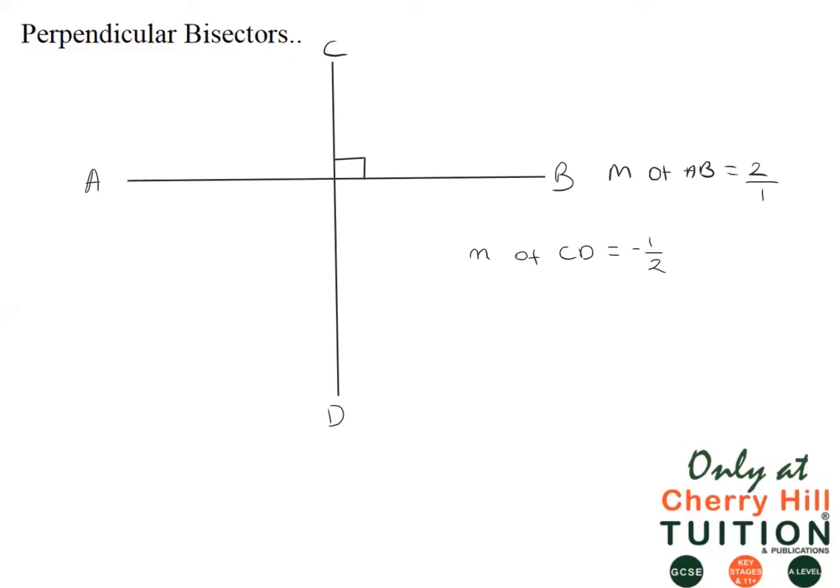A way you can remember this is, let's name this M1 and M2. M1 multiplied by M2 has to be equal to minus 1. 2 over 1 multiplied by minus 1 over 2 gives us minus 2 over 2, which is minus 1. So you can either use this, or you can flip the fraction and change the sign. That's how you work out the gradient of the perpendicular bisector. And it always cuts at the midpoint. This will make more sense once we start going through a few questions. So let's get started.